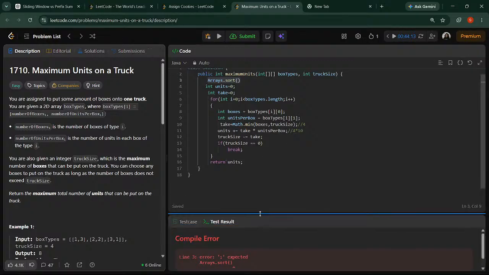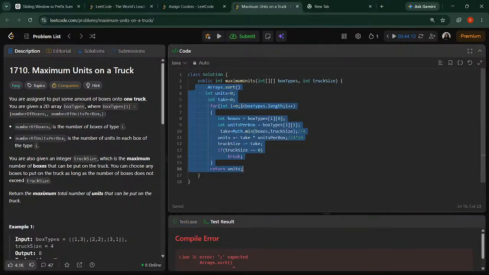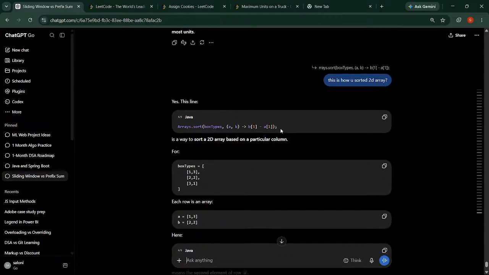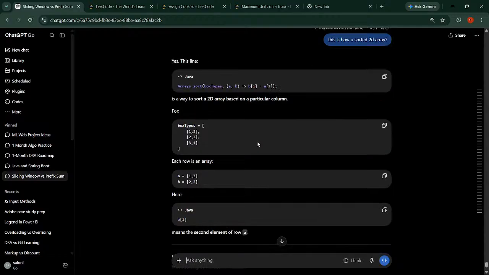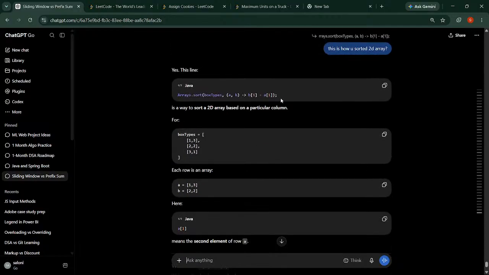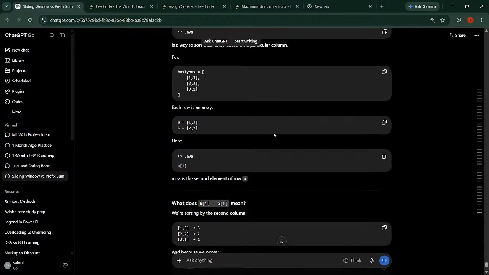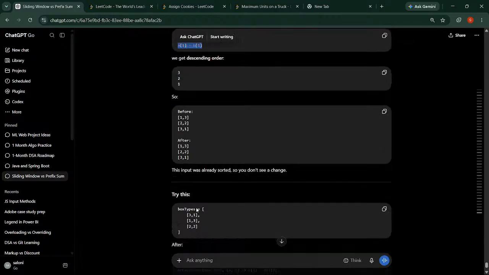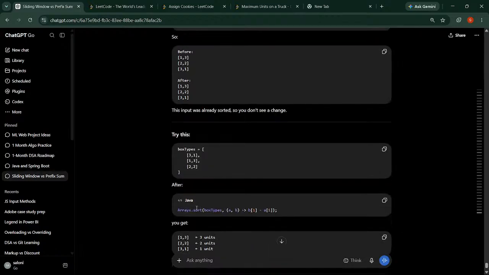Like, should I explain this code because I understood this logic? But just the sorting part is left. I don't know how to sort the 2D array. It's a way to sort a 2D array based on a particular column. I actually didn't understand this part, how it sorted the 2D array, because we wrote B1 minus A1 instead of A1 minus B1. We got the descending order. So we don't need a change.